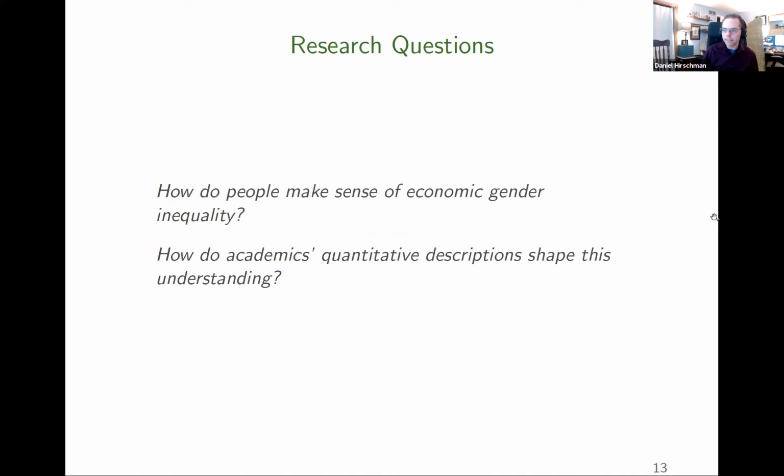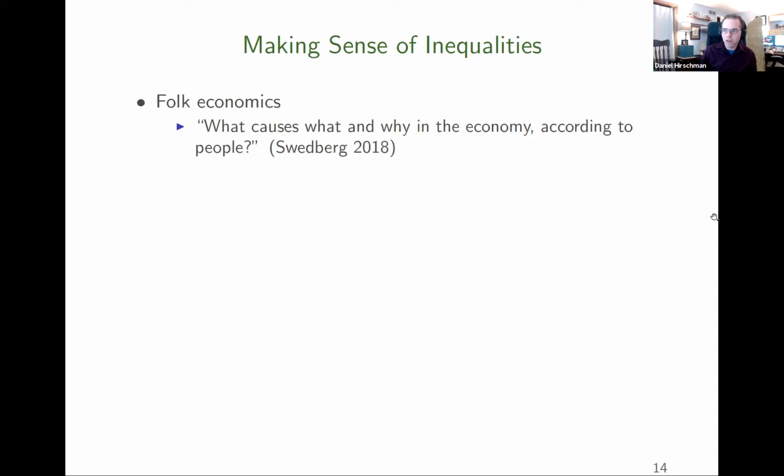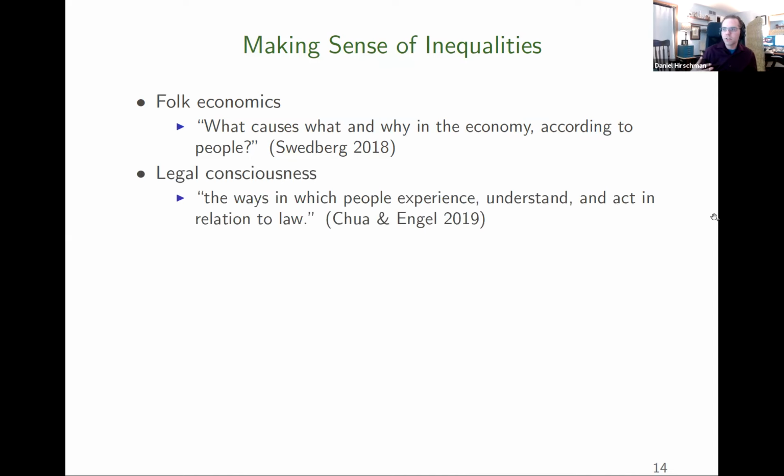First, there have been some recent conversations surrounding the idea of folk economics, people's basic lay understandings of what causes what and why in the economy. In some sense, you can see this whole project as contributing to the folk economics of gender and gender inequality. Drawing from the sociology of law literature, I'm interested in a concept called legal consciousness, which has to do with the way in which people experience, understand, and act in relation to law. One of the things I saw in the data as I was researching this project, which isn't surprising in light of this literature, is just how strongly the law shapes people's understandings of how the economy works.